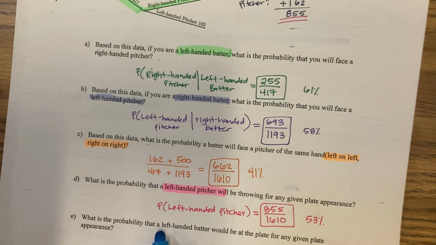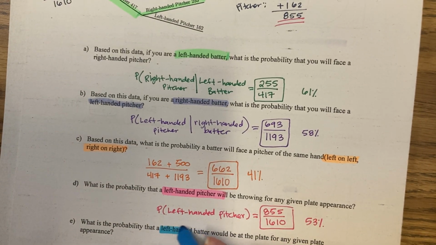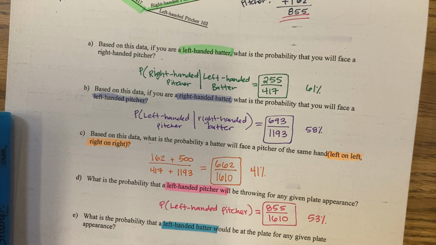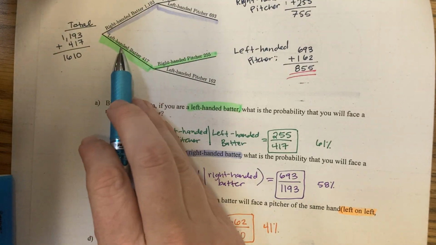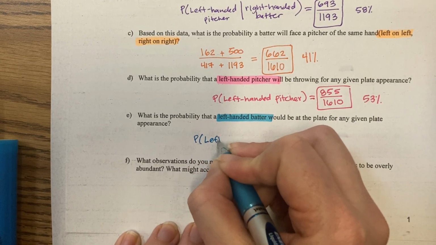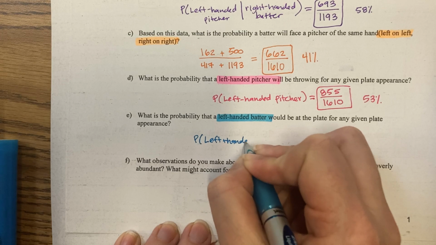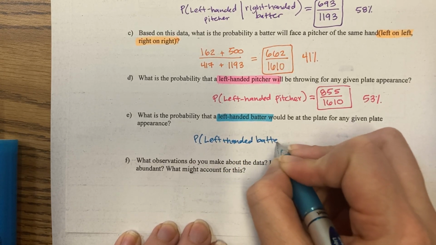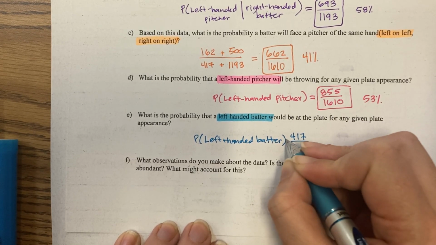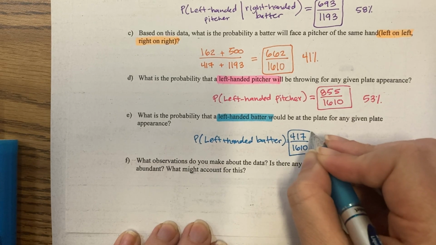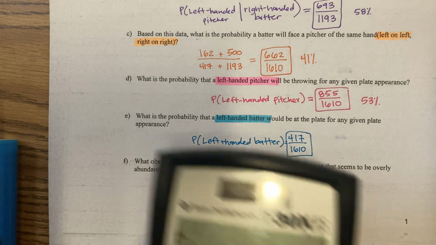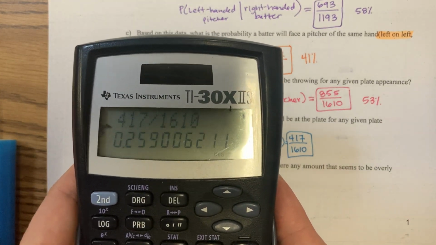What is the probability that a left-handed batter would be at the plate for any given appearance? Left-handed batter is 417 out of the total. 417 out of the total is round up to 26%.